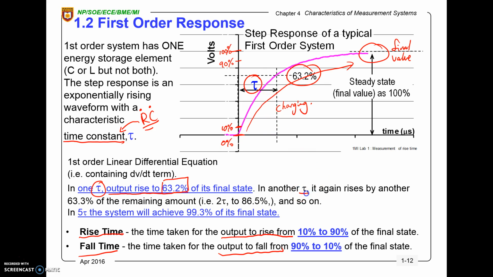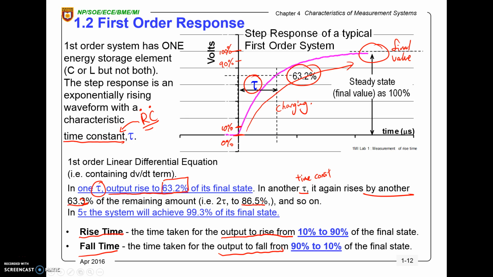In another tau, or in another time constant, it would rise by another 63.2%, sorry, of the remaining amount. So it would rise out to here.